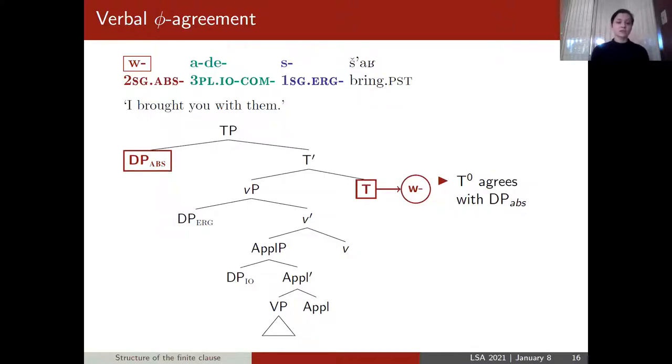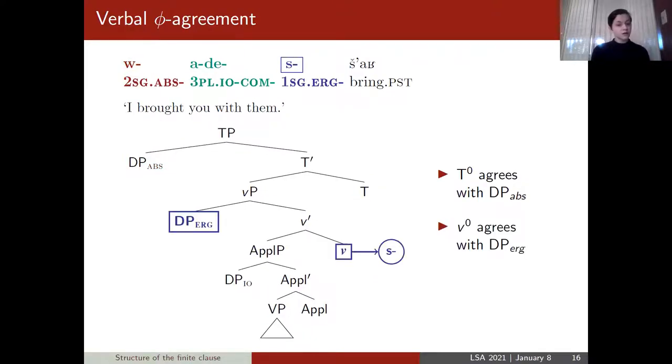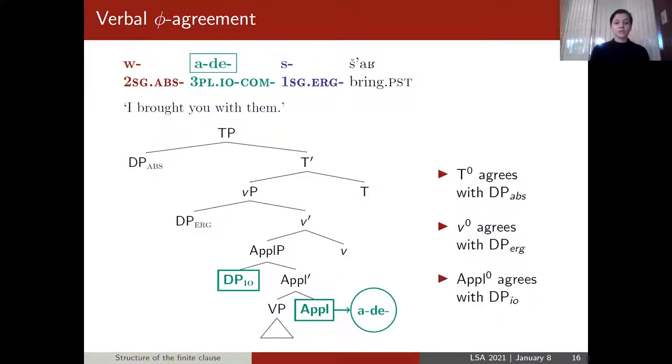So T agrees with the absolutive DP, little v agrees with the ergative DP, and Appl agrees with the applied argument. And it also includes an exponent of the applicative morpheme itself, which is marking the thematic role of the applied argument. And there's some rearranging of these morphemes, I believe in the post-syntax. So you end up with the surface order of the morphemes in the end.